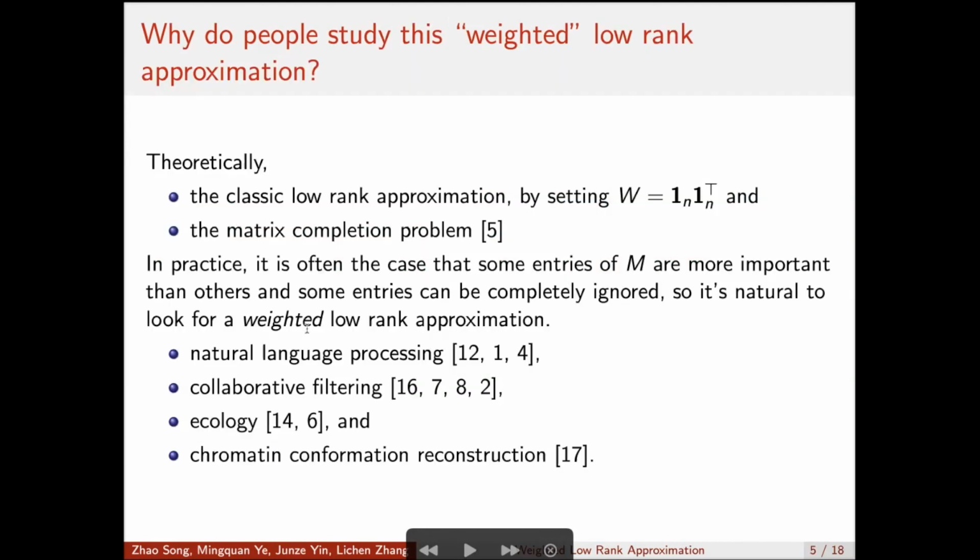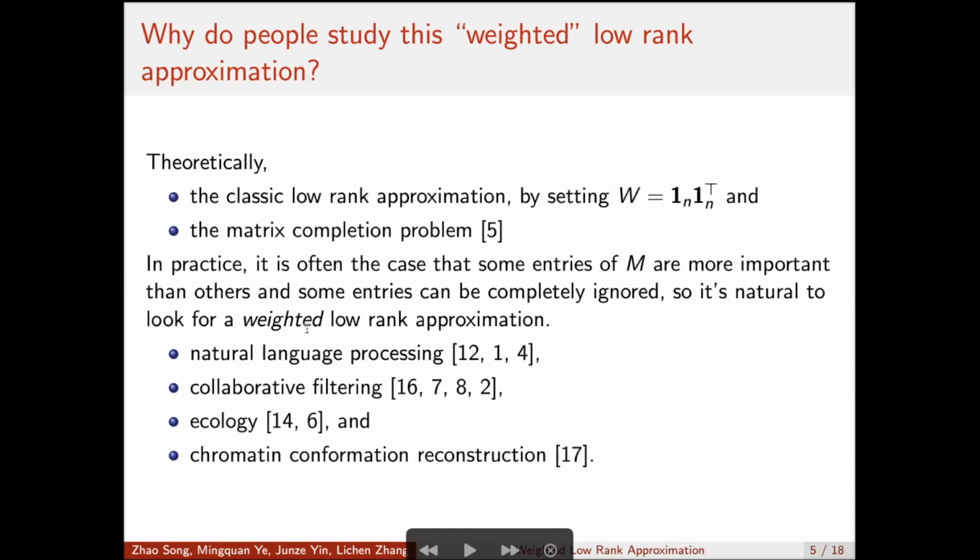Here, I will explain why people study this weighted low-rank approximation. Theoretically, the formulation of the weighted low-rank approximation covers many interesting matrix problems. For example, the classic low-rank approximation can be recovered by setting W equal to 1n times 1n transpose, where 1n represents the vector whose dimension is n, and all of the entries are 1.